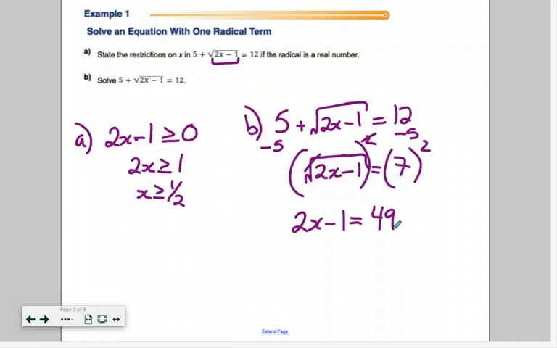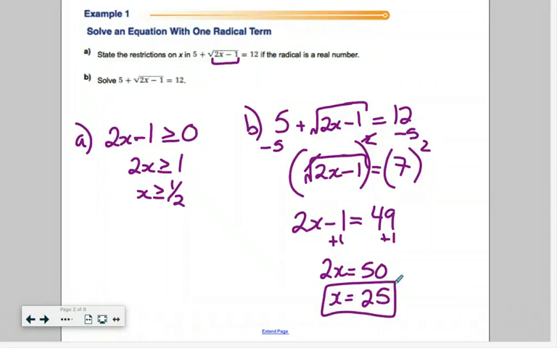Then it's just a linear equation that we're solving, so we'll add 1 to both sides, and we get 2x is equal to 50, and then we'll divide both sides by 2 and get that x is equal to 25. And checking back, that does fit our restriction in that x is in fact bigger than 1/2. We can also go back and verify that this solution does in fact work by taking it and plugging it into the original equation that was given to us, right?